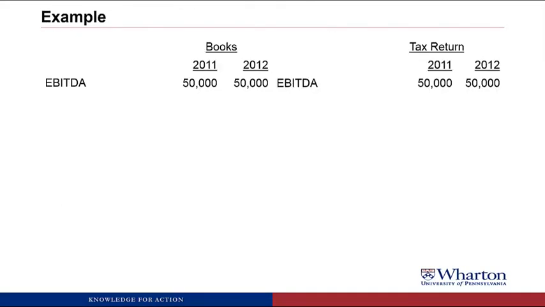We're going to go through an extended example through the rest of the video to illustrate how the mechanics of this works and to get down all the terminology. So in the example on the left side of the screen, or I guess the debit side of the screen, we're going to keep track of what's going on in the books or the financial statements. And on the right side of the screen, or the credit side of the screen, we're going to keep track of what's going on in the tax return.